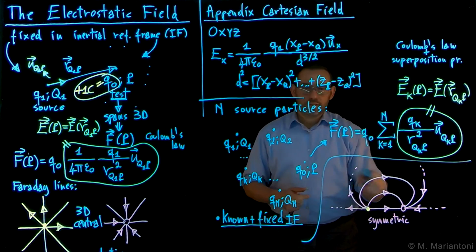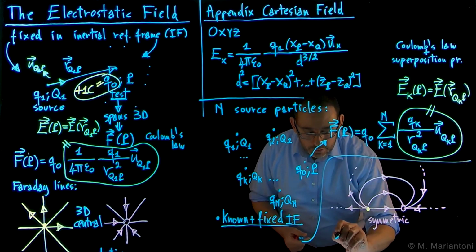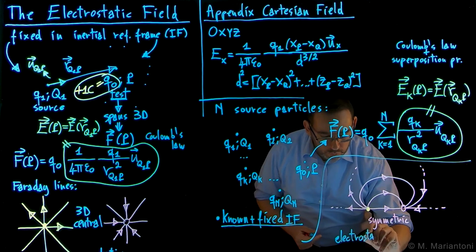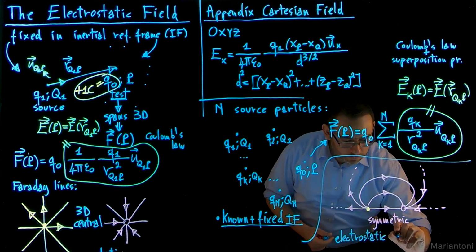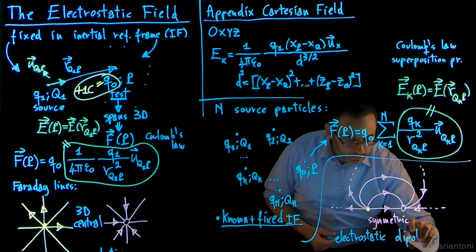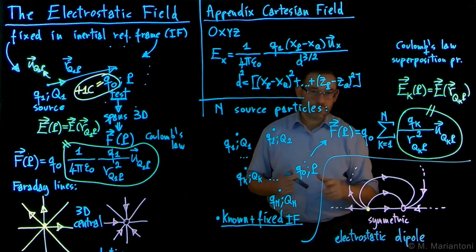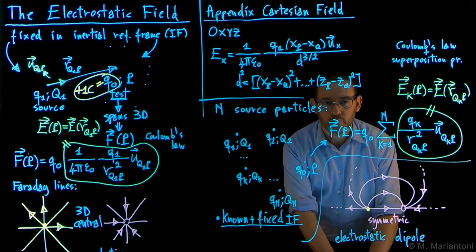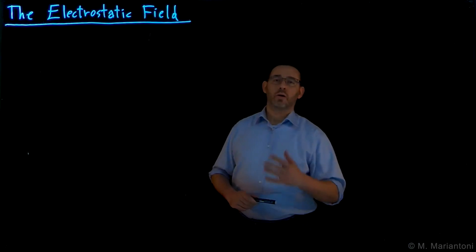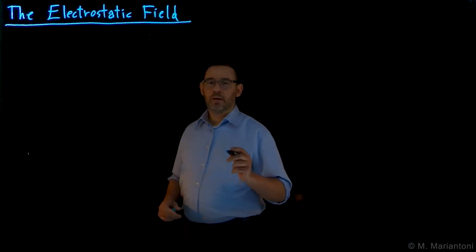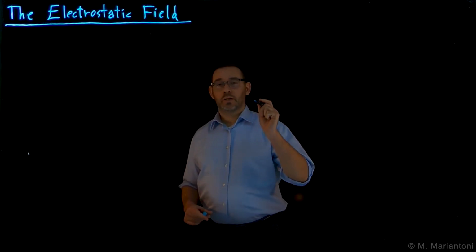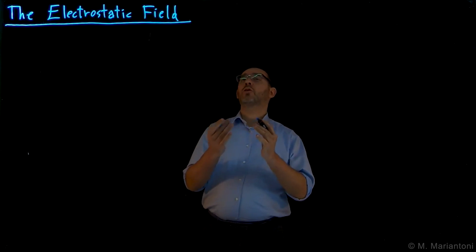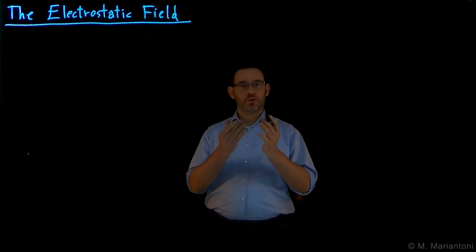In particular, this construction is called the electrostatic dipole, which is extremely important, and we will need it particularly in 342 to study dielectric materials. Okay, so this was the simple case where we knew the distribution of the source charges, and those were also fixed in an inertial reference frame.